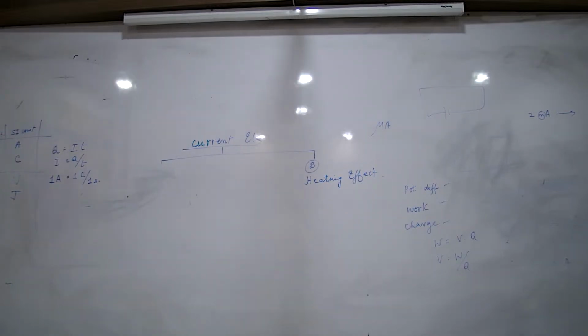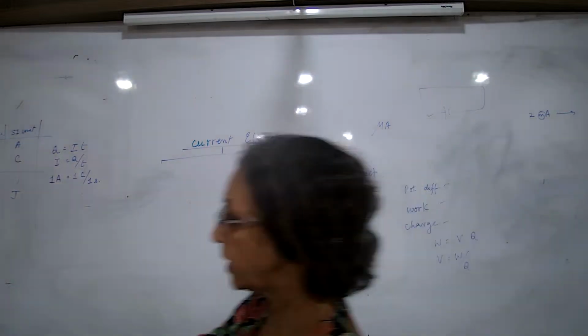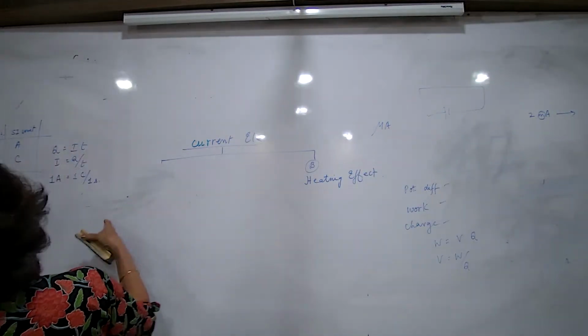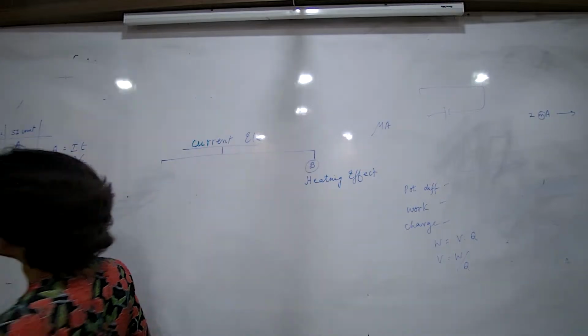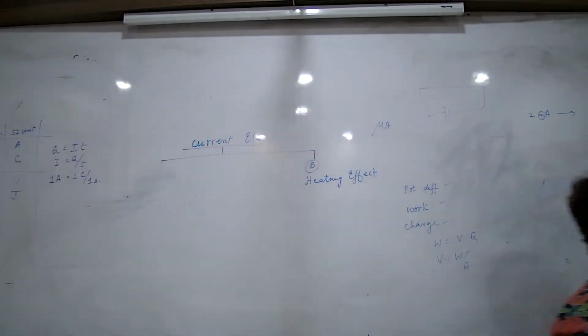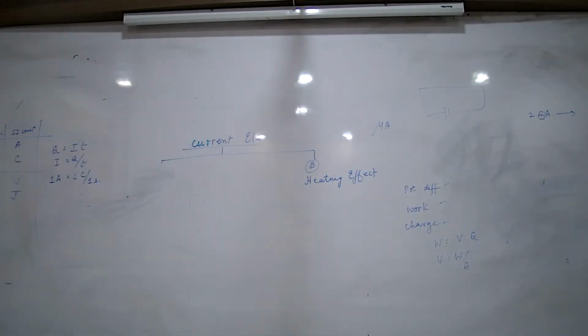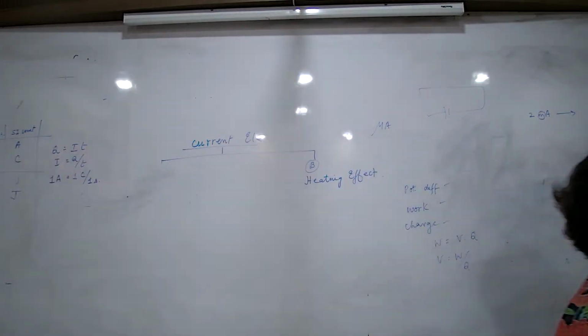Next, another point. Can you think of it? An ammeter is connected in series and the voltmeter is connected in parallel.